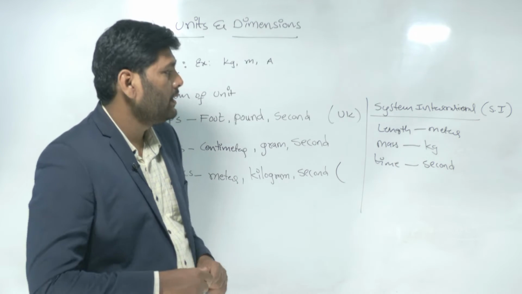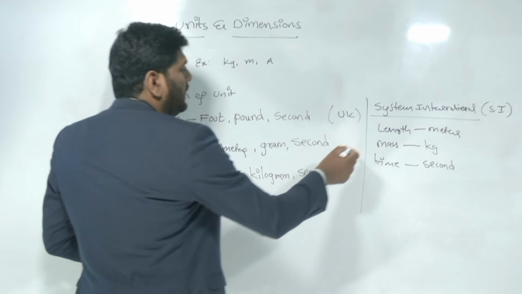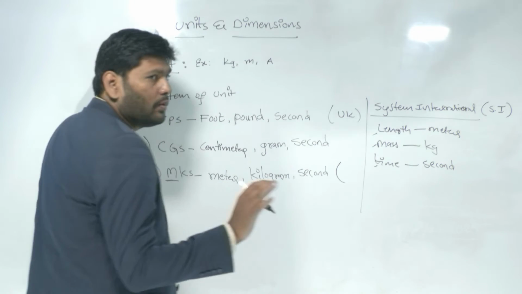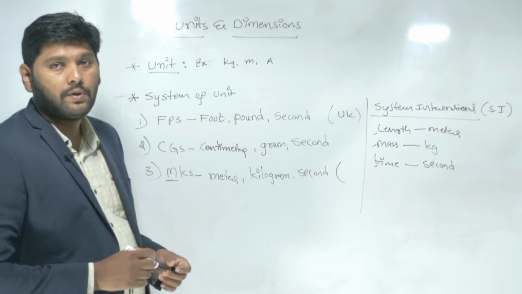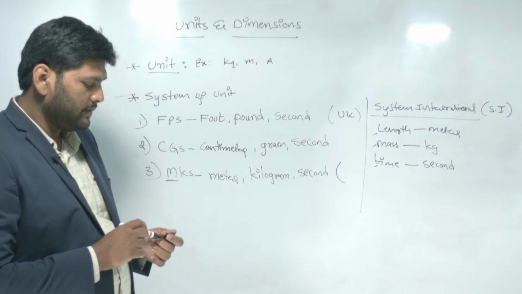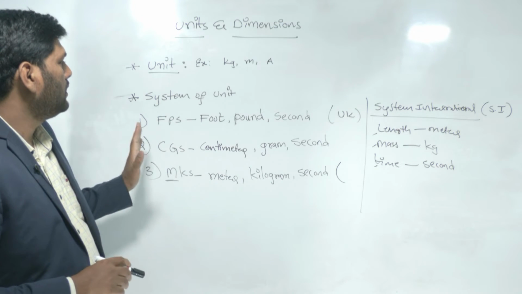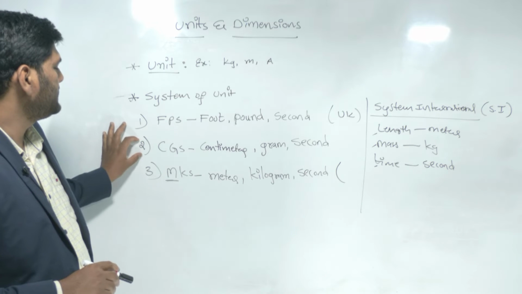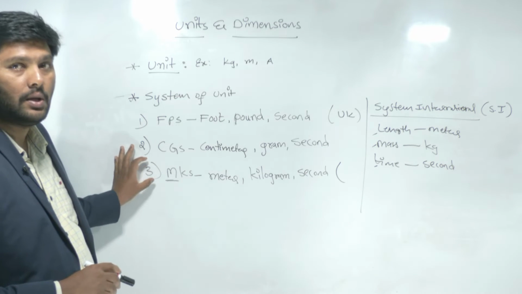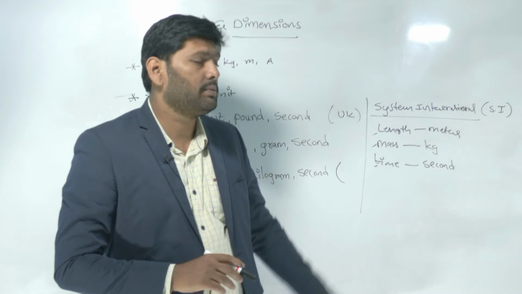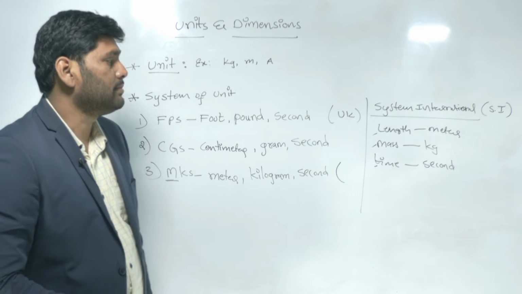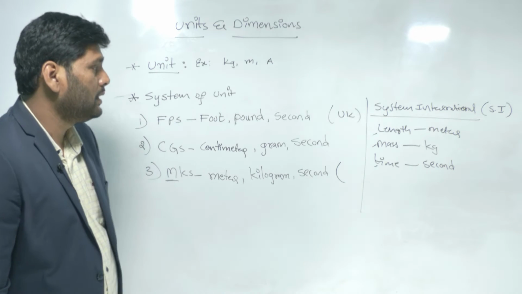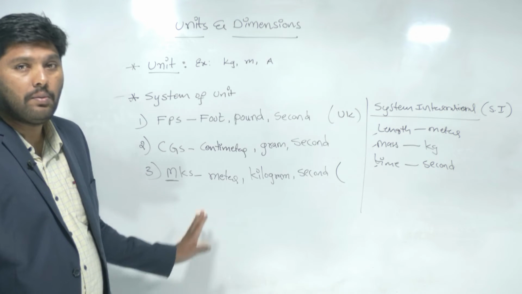But observe that here length, mass and time, what are these quantities? We will explain what these quantities are. So I hope you have understood what is this FPS system, what is this CGS system, what is this MKS system, and why we are using the System International, or system of SI units. Better note down.